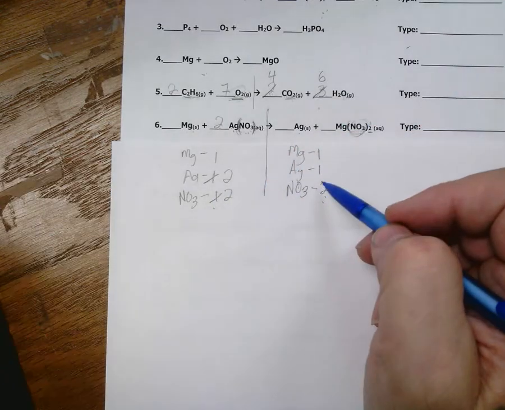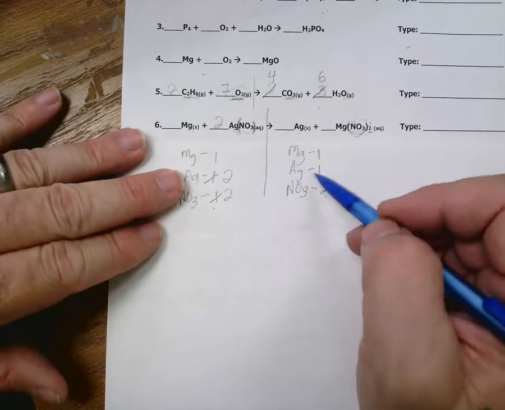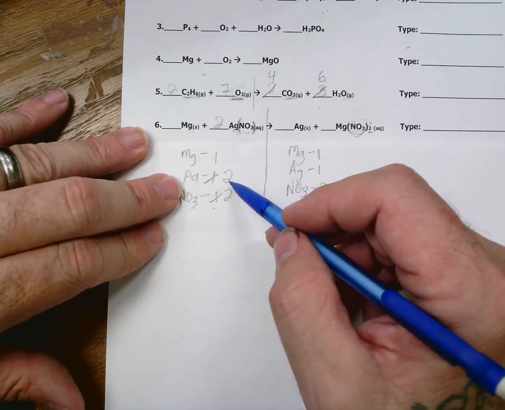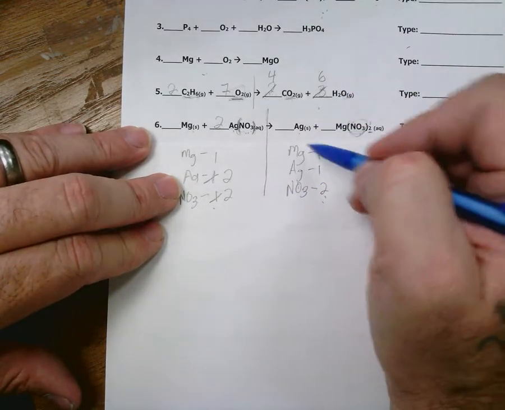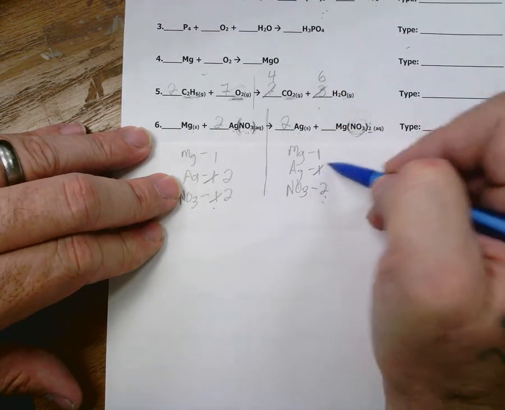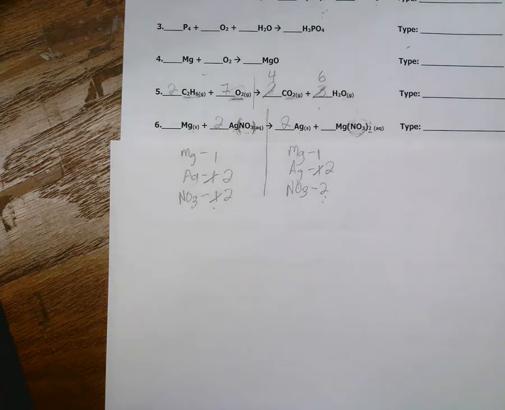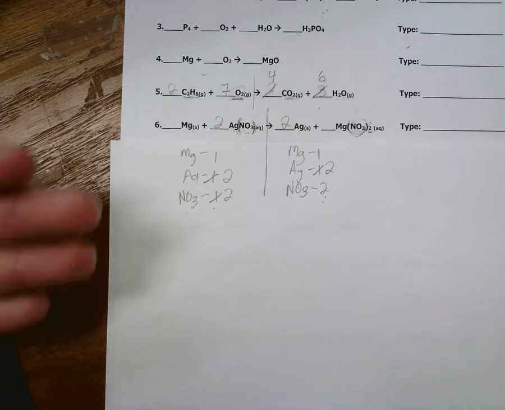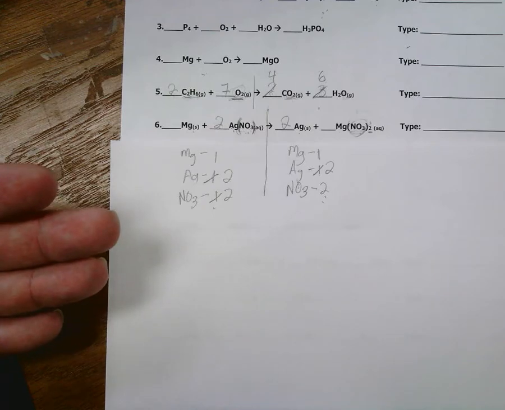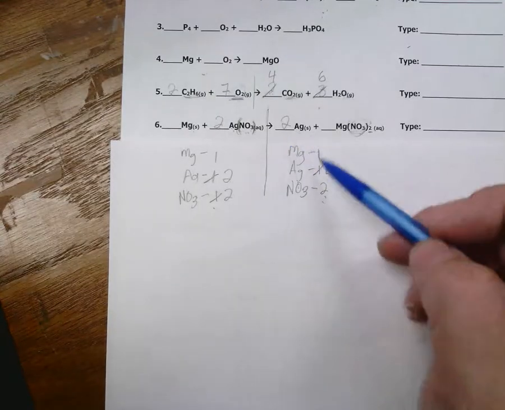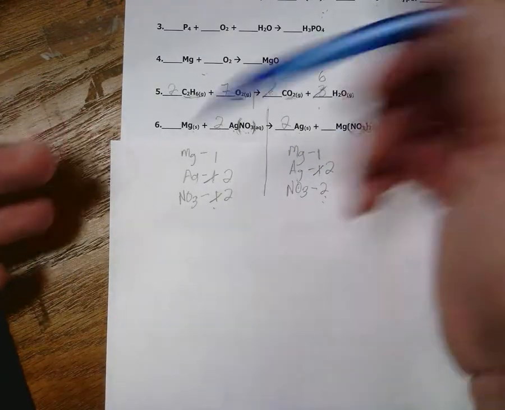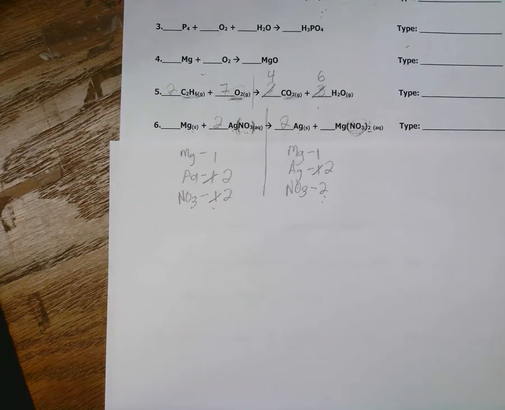All right, now I have something to fix from this side to this side. I have 2 here and 1 here. So I'm going to multiply this times 2. Oh, it looks like we're done. Fairly simple, right? That's most of what balancing is. It's just trial and error. It's just changing coefficients to reflect the number of atoms I need on this side when compared to the other side.